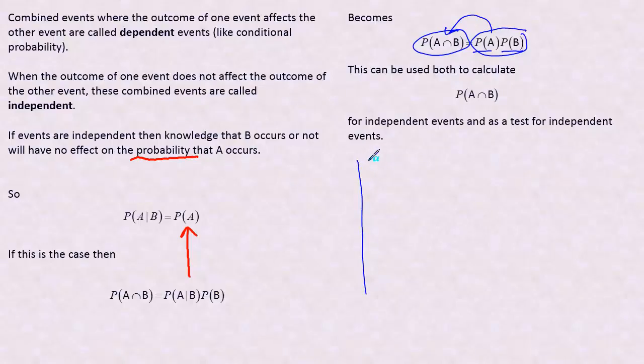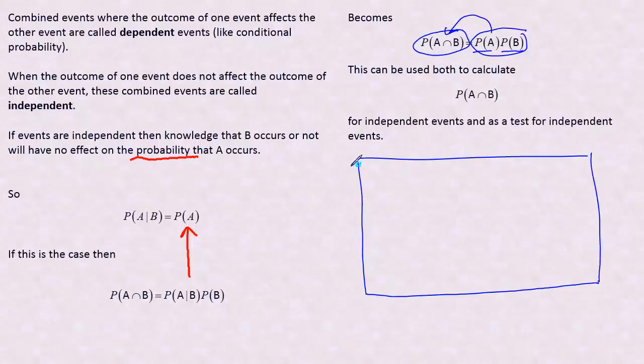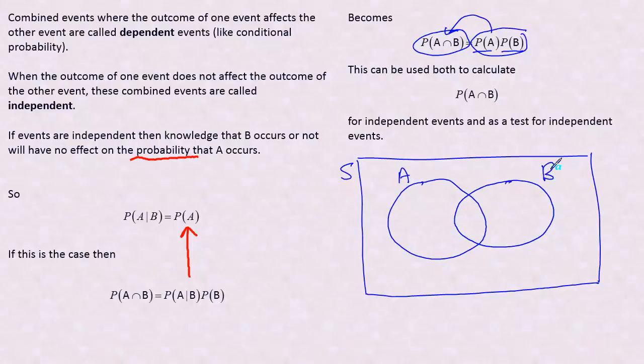Now, let's just look at an example which may clarify what we're talking about here. So I've got a sample space here, and we have events A and B, and because it's an easy example that works, I'm going to say that there's 3 outcomes in each area. So if you look at the probability of A, there's 6 things in A out of 12, so the probability is a half.